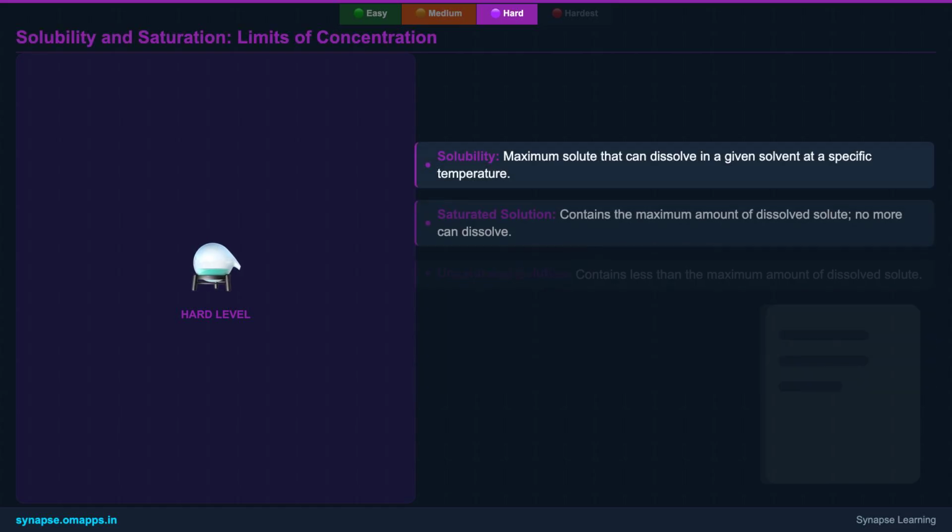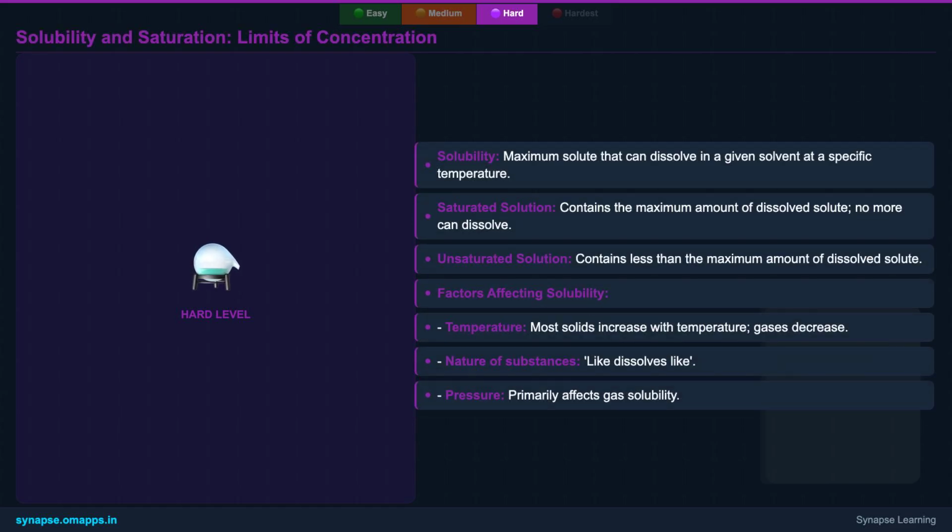Beyond simple calculations, it's vital to remember that there's a limit to how much solute can dissolve. This is called solubility. When a solution can't dissolve any more solute at a given temperature, it's saturated. Factors like temperature significantly affect solubility. For most solids, higher temperatures mean more can dissolve. This directly impacts the maximum concentration a solution can achieve.